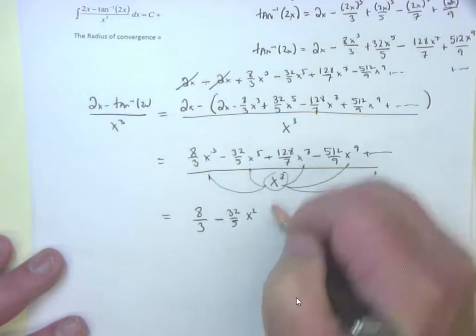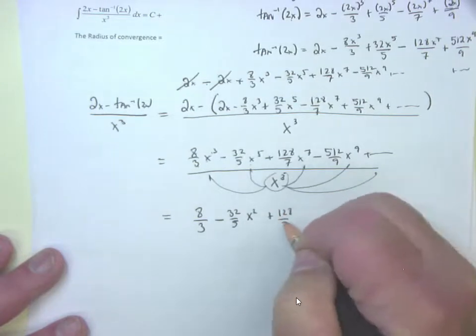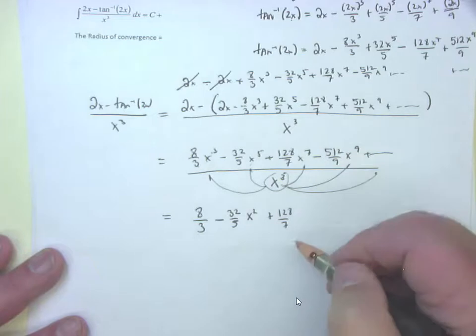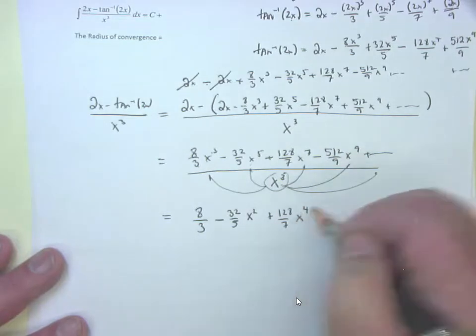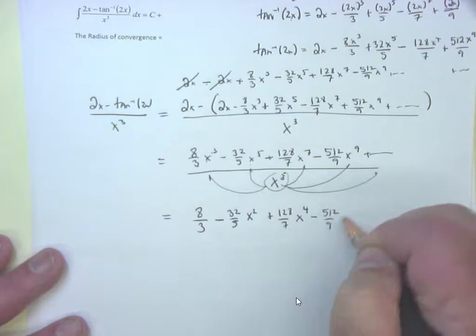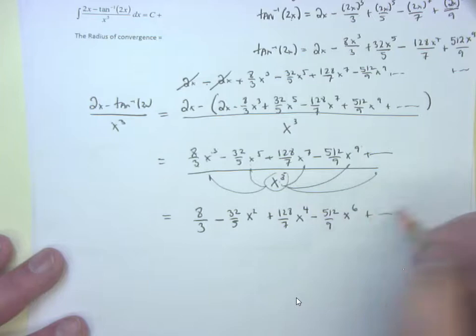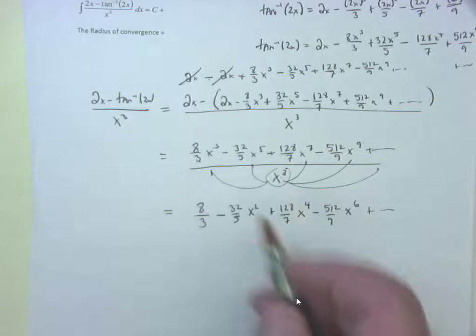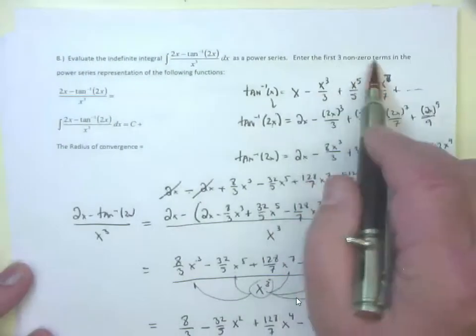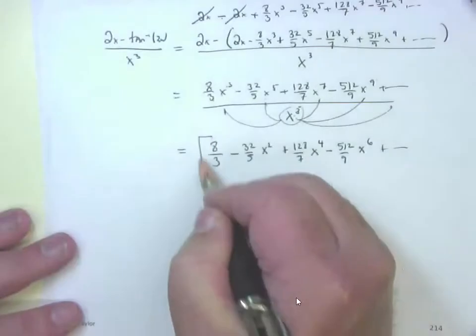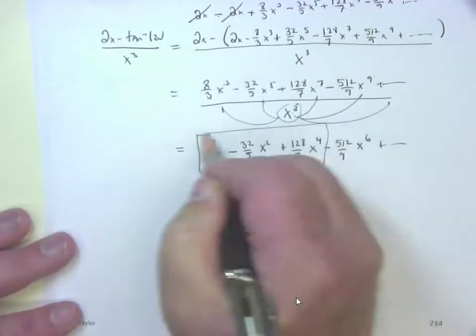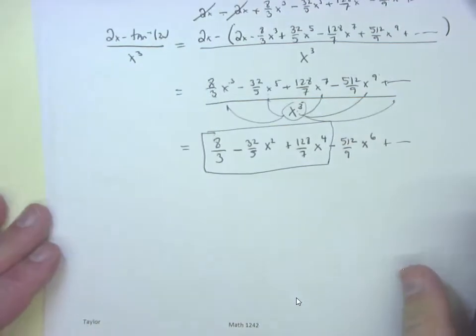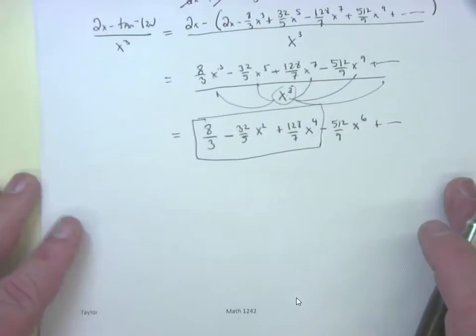X squared plus 128 over 7. What's x to the 7th divided by x cubed? X to the 4th minus 512 over 9. X to the 9th divided by x cubed will be x to the 6th. Does that make sense? So this is my power series, but now what do they want me to do? Go back and ask the first 3 non-zero terms. So in WebWork, I would just type in these guys. Does that make sense? More is always better in case you ever need it.